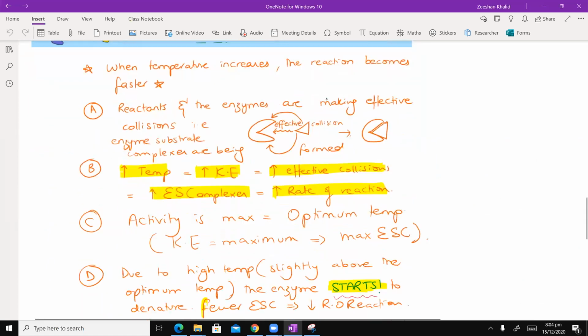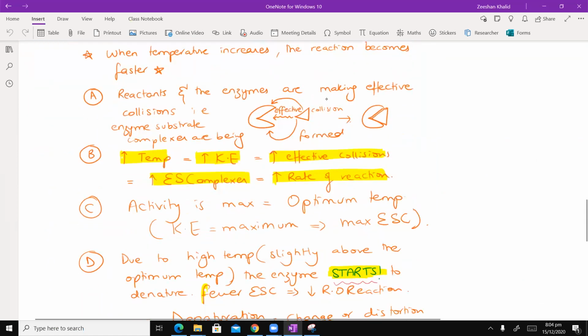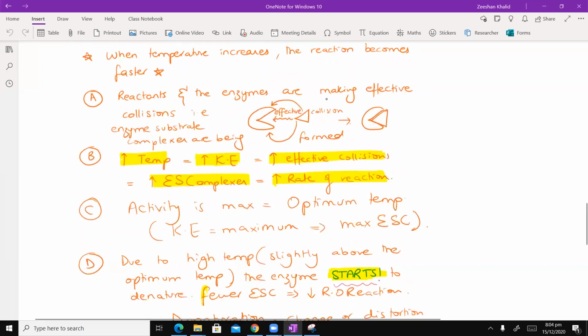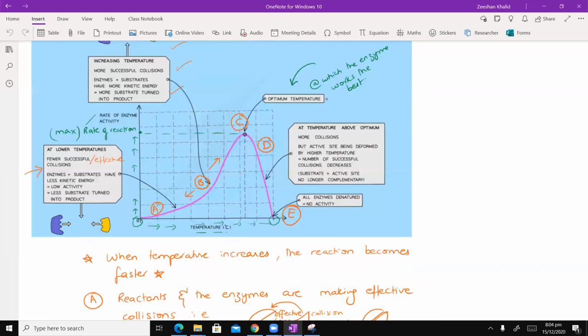ये जो मैंने highlight किया हुआ है, increase in temperature was the cause of increase in kinetic energy, which was a cause for more effective collisions, therefore more enzyme substrate complexes being formed, and then eventually increased rate of reaction. Okay? And then we looked at the idea of the maximum rate of reaction reaching at a point of a temperature which is known as the optimum. यानी कि यहाँ पे the rate of reaction is the maximum. That's the temperature where the enzyme will work at its best.